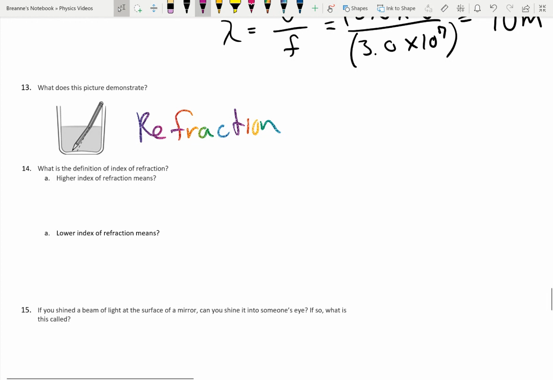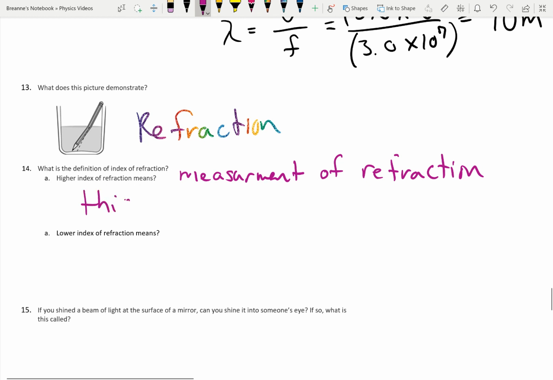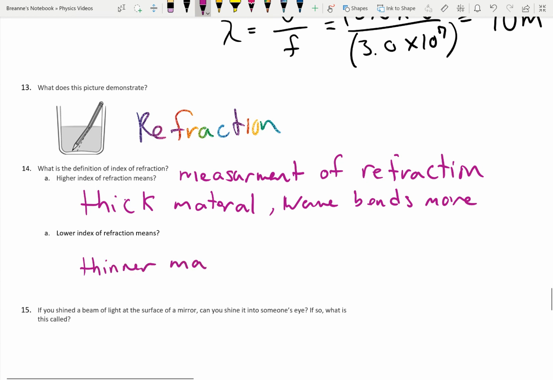14. What is the definition of index of refraction? So index of refraction is your measurement of refraction. A high index of refraction means thicker material. Thicker material bends the light, or wave, more. A lower index is thinner material, and the wave bends less. There we go.